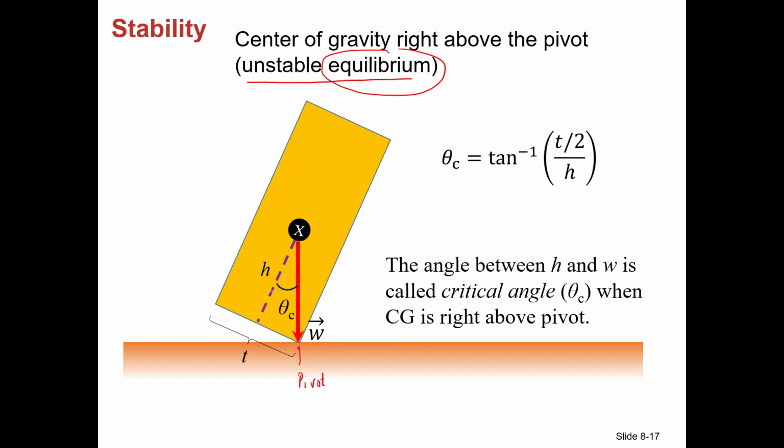So in this condition, the angle formed by h, this height, and w, weight, is called the critical angle. Okay, and this angle is given by this equation. How do we get this? So if we look at this triangle, this is a right angle triangle.